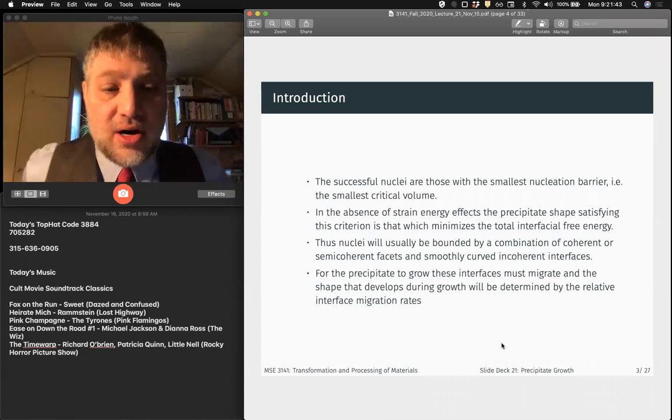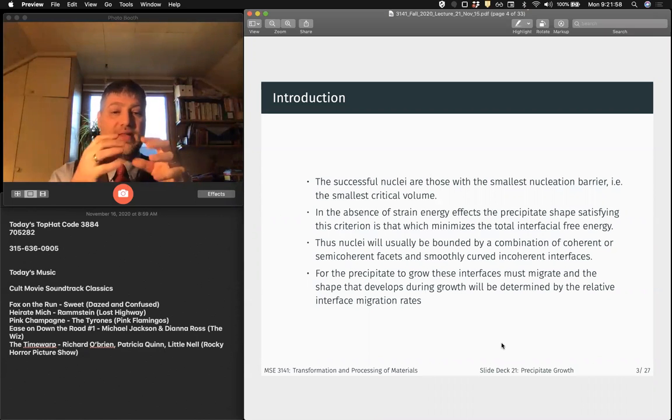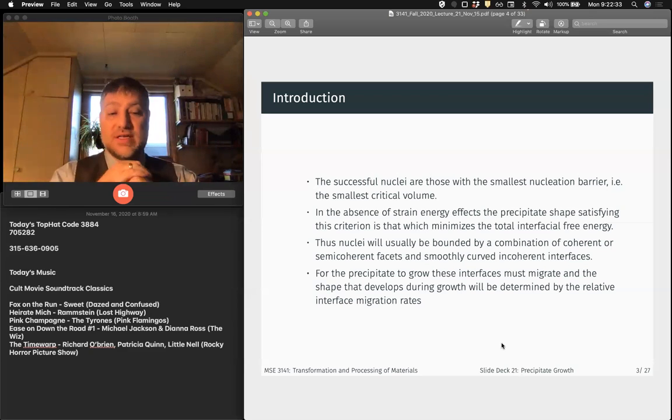So in the absence of large strain effects, right? If there is a large coherency strain or a large volumetric strain or misfit, then that elastic energy is going to overtake. But we're assuming here that there's not a big volume change between the alpha and beta phases, or whatever phase transformation we have, so that we're really driven by interface effects. Okay. And so the nuclei that we have are going to have a bounding surface that's a combination of coherent and semi-coherent interfaces, which will tend to be flat facets, and smoothly curved incoherent interfaces. Okay.